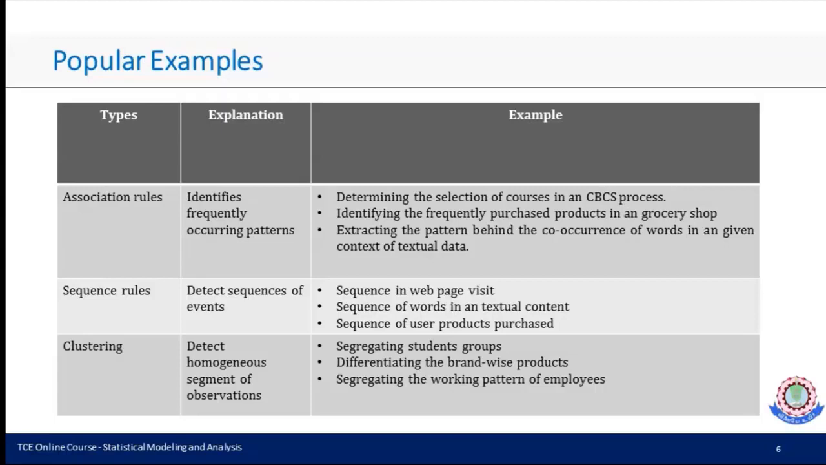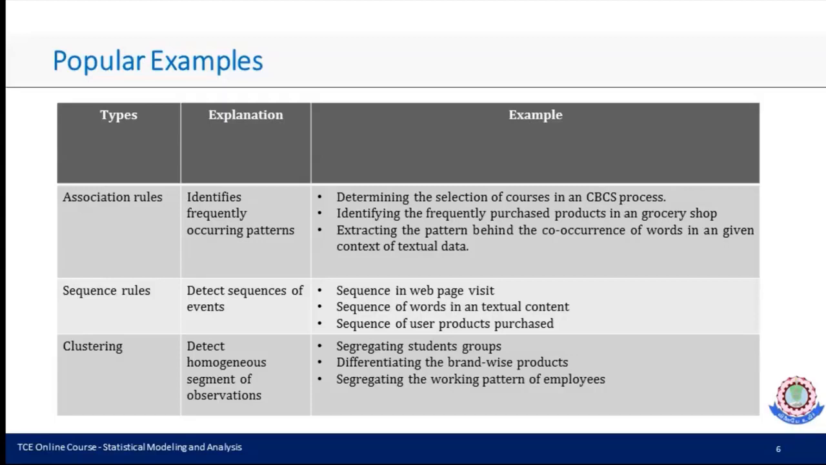The second category, which has a clear difference when compared to association rules, detects the sequence of events with respect to time. As an example, we can say the way in which a user travels through a given web page, that is, the number of visits made to a specific link by a user.